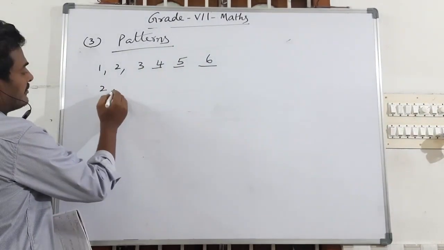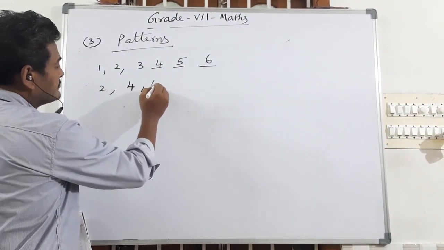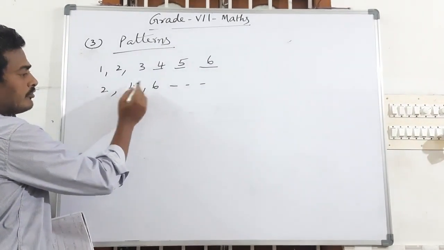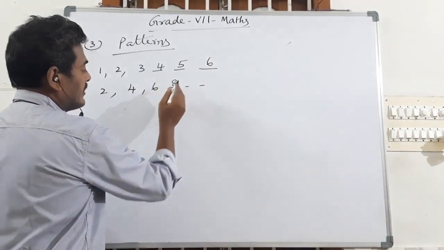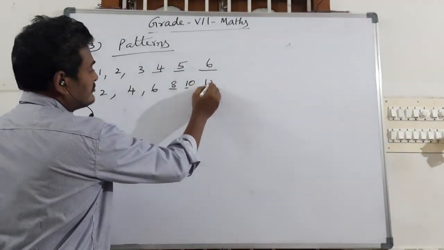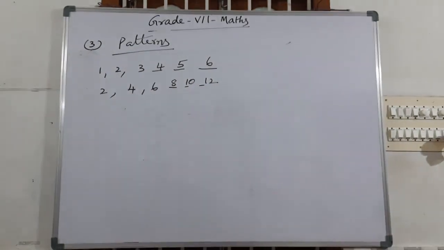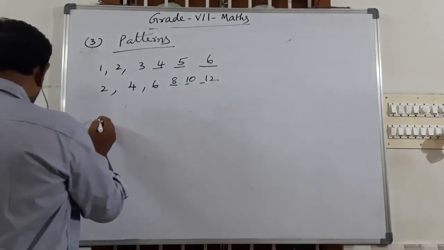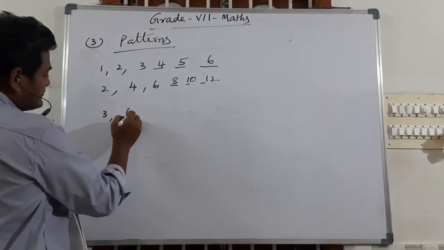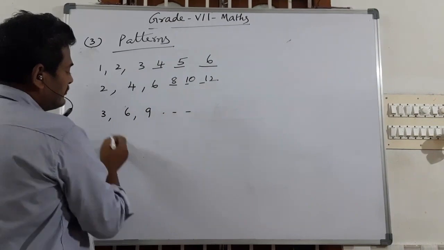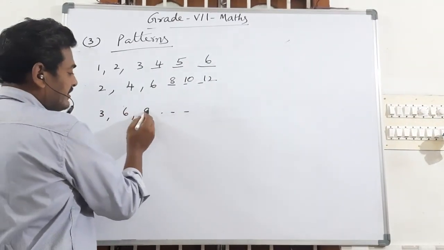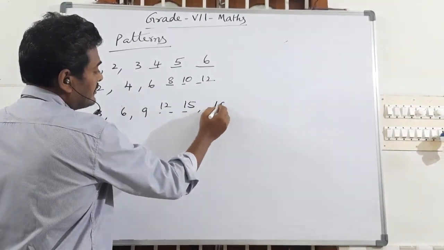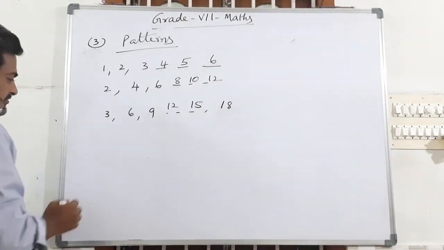Next, another pattern, 2, 4, 6 and so on. 2 plus 2 is 4, 4 plus 2 is 6, 6 plus 2 is 8, 8 plus 2 is 10, 10 plus 2 is 12. Like this, we can see the patterns. Next, 3, 6, 9 and so on. 3 plus 3 is 6, 6 plus 3 is 9, 9 plus 3 is 12, 12 plus 3 is 15, 15 plus 3 is 18. Like this, we can see.